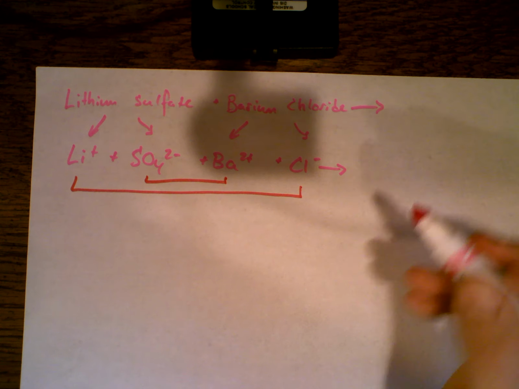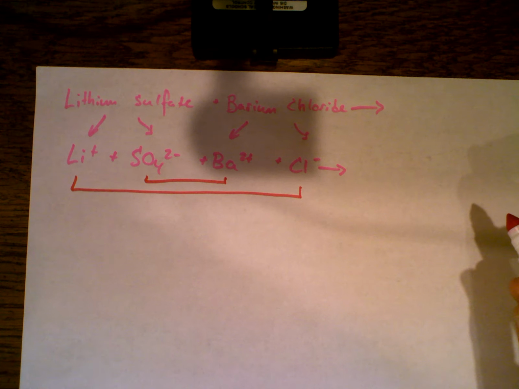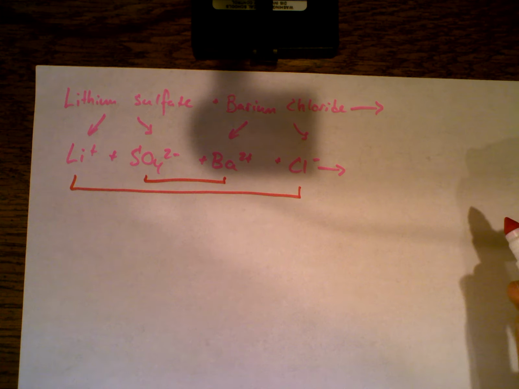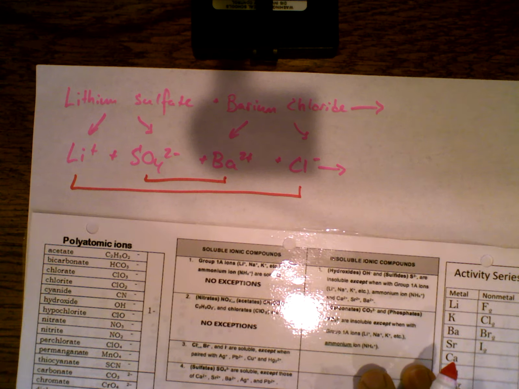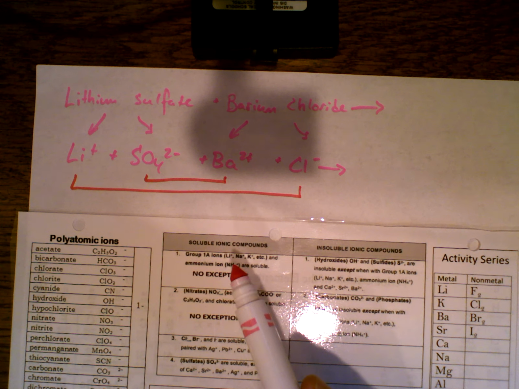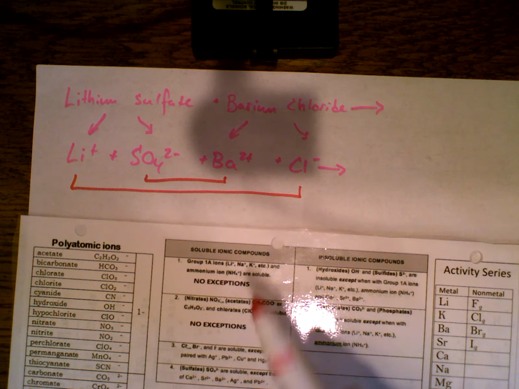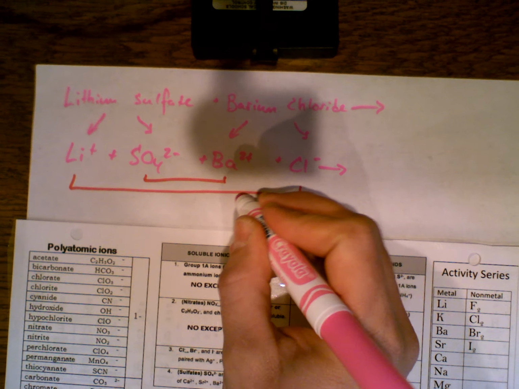Anyways, I want to decide which of these is going to be the solid component. Is it going to be lithium and chloride, or barium and sulfate? You can decide which combination is going to work and which one isn't. Group 1A, lithium, is always soluble with no exceptions. Halides are usually soluble, so lithium chloride is probably soluble.